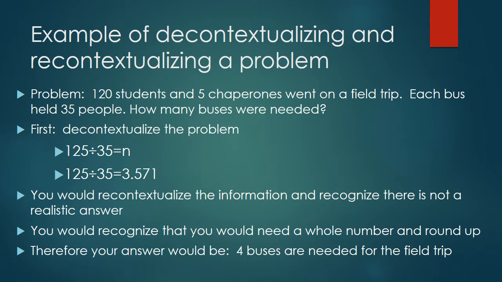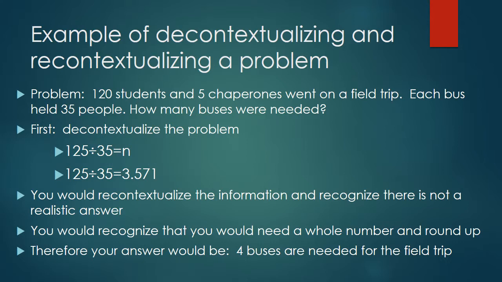This is our example for decontextualizing and recontextualizing a problem. This is great to use in your classrooms when you're trying to explain to your students how to do these problems. Our problem is 120 students and 5 chaperones went on a field trip. Each bus held 35 people. How many buses were needed?